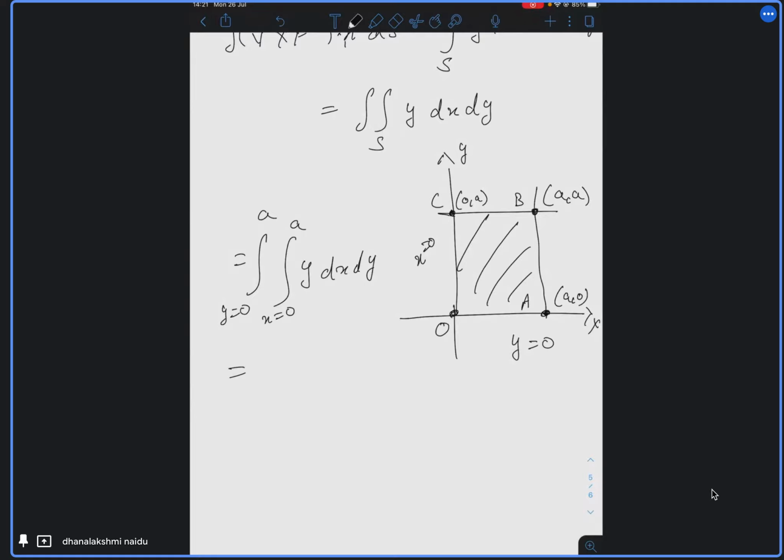A cube by 2 you will get. Y will give y square by 2, so you will get a square by 2, and for x, one more a you will get. So overall, a cube by 2 is the answer. And the same answer we have to get for the LHS part also.